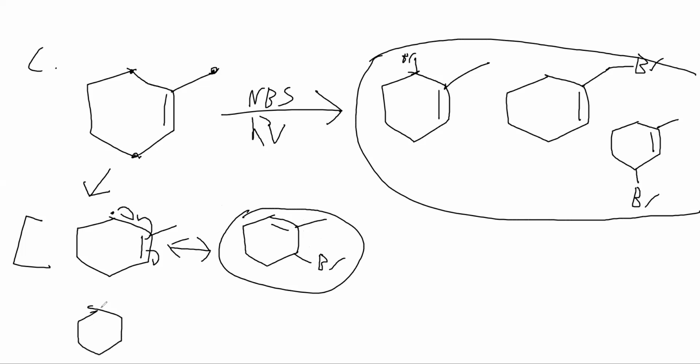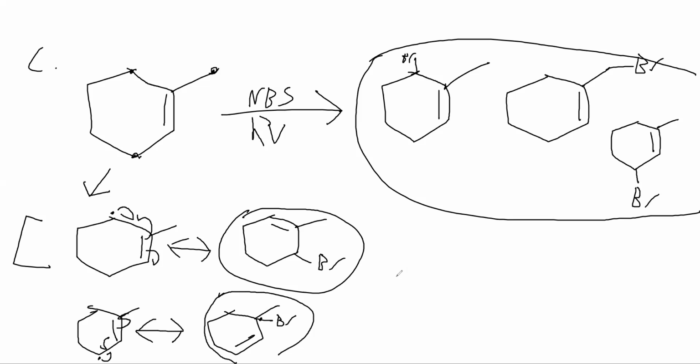Another intermediate is this one down here. I'm pointing to the carbon with the methyl group for where that radical is going. So now the double bond is here, and the radical formed is here, and then that will lead to this halogen. And one last intermediate is this one here.